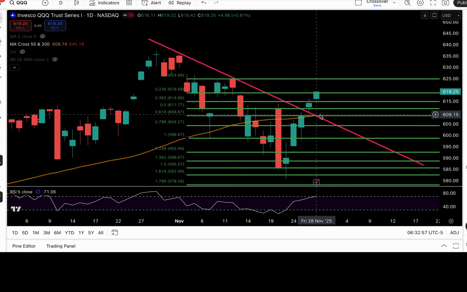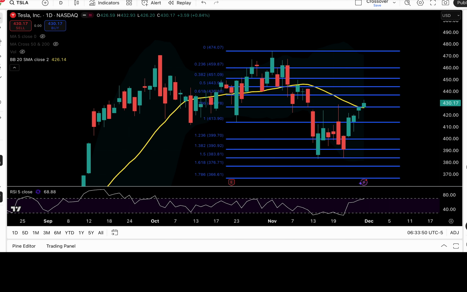Now for QQQ to enter false breakout mode, it would need to break back below 608.6. That would break down a support level based on the fib level, it'll break down the 50 DMA, and it'll get QQQ back below my downtrend line, invalidating the breakout. So remember, we want to enter puts when we break down support levels, because as long as above 618.6, we can expect more upside.